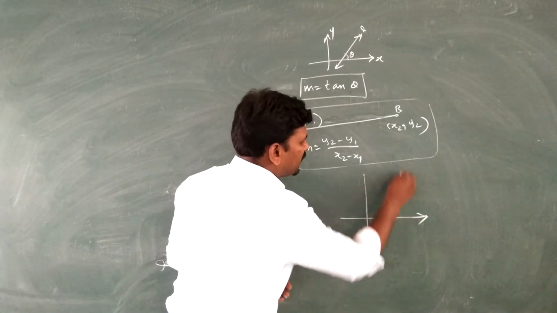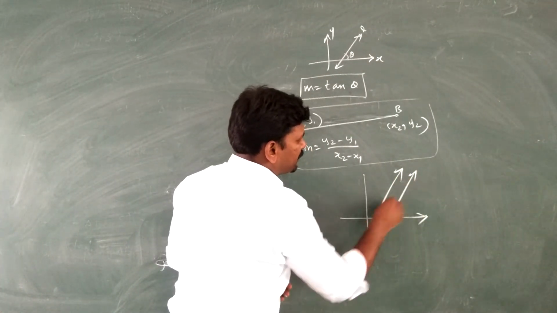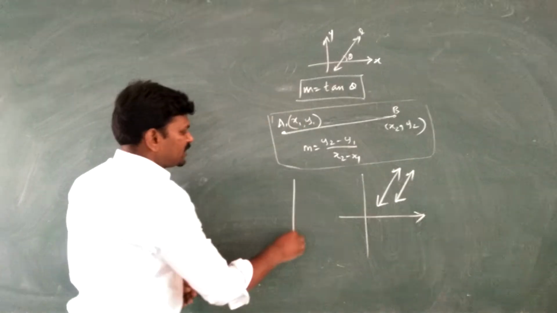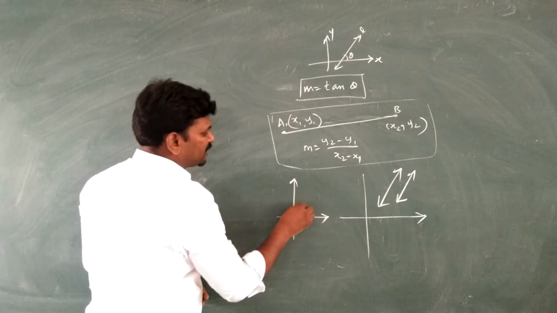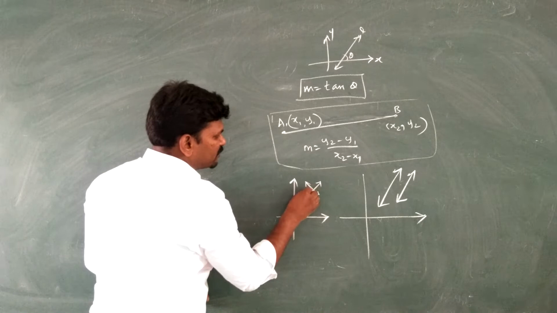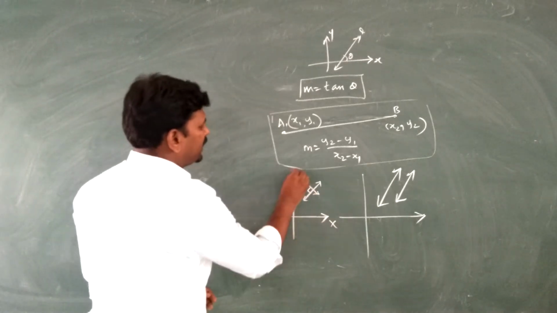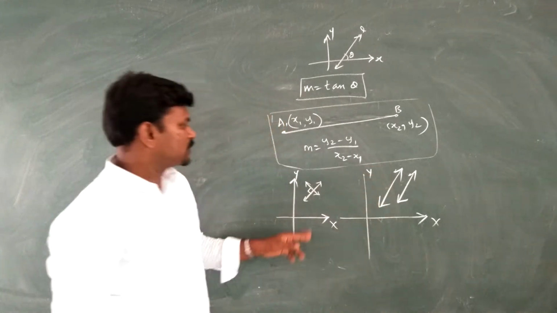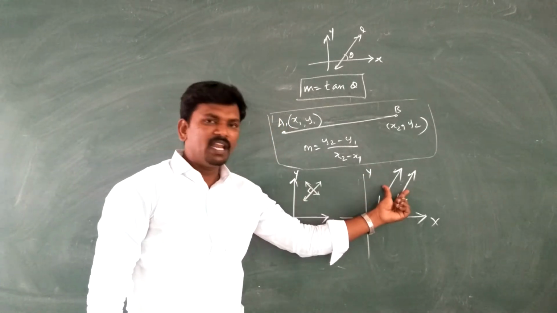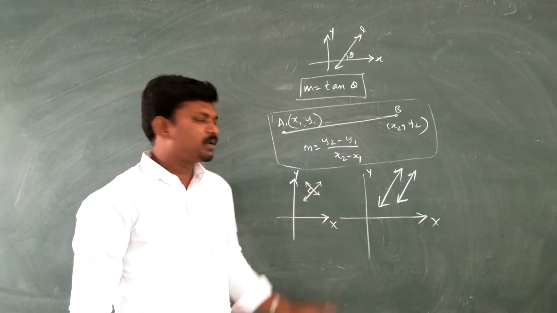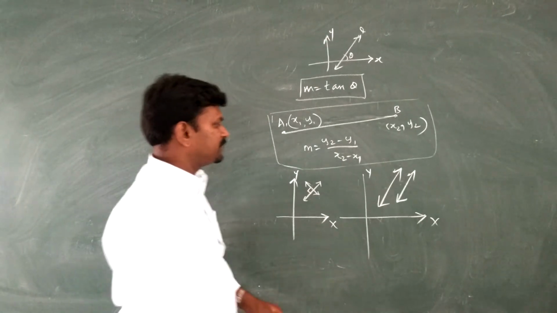If two lines are parallel, their slopes are equal. If two lines are perpendicular to each other in a Cartesian plane, the product of their slopes is -1. If two lines are parallel, their slopes are equal. If two lines are perpendicular, the product of their slopes is -1.